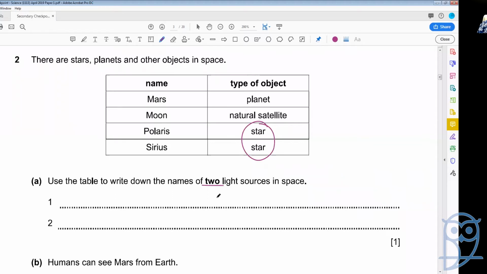Karina, I will answer that question afterwards, but let's just continue for now because it doesn't really have anything to do with this question. So use the table to write down the names of the 2 light sources. So the names are Polaris and Sirius.